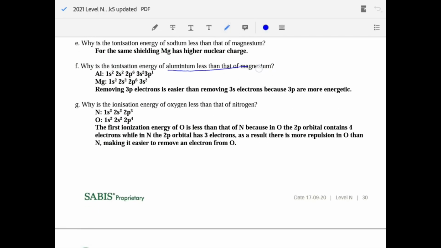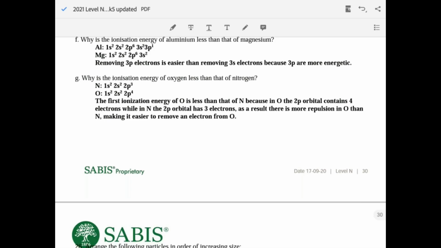Over here, aluminum less than magnesium. Aluminum has a p electron, 1 electron in the p orbital. So to remove this, it's easier. Easier as in takes less energy.